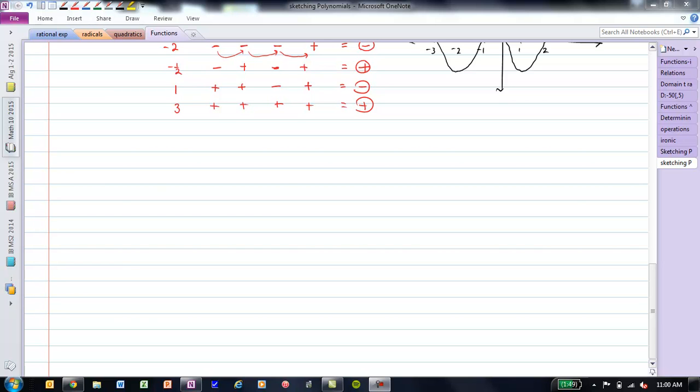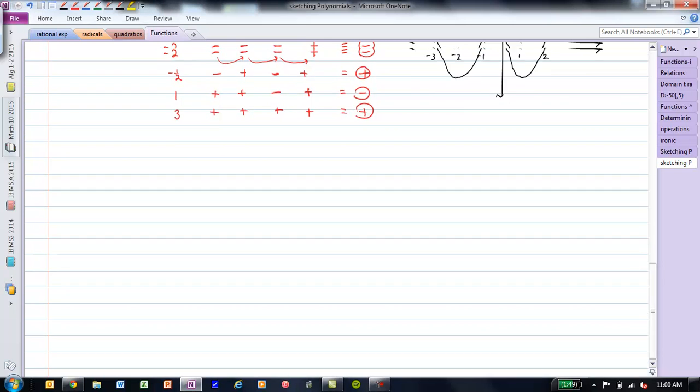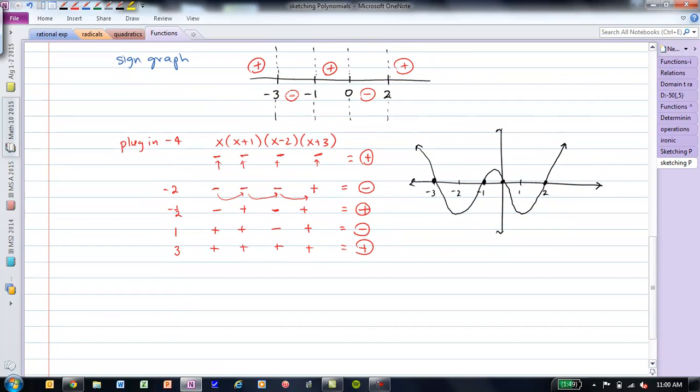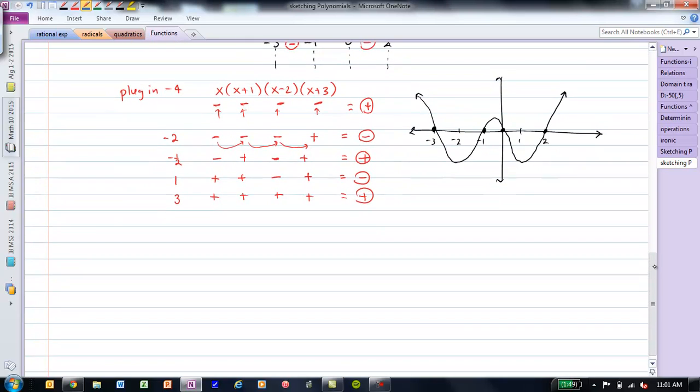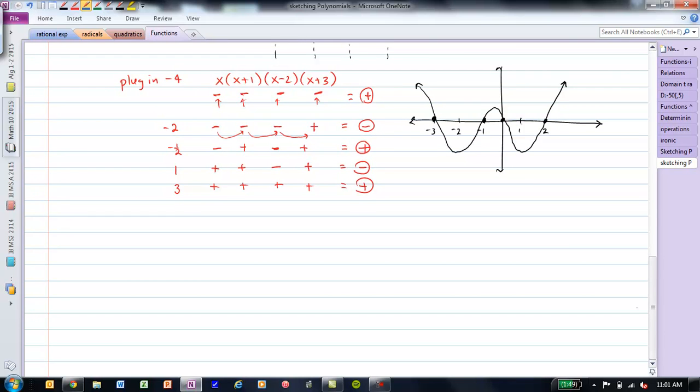So this is the Sketching Polynomials video part 2. We just sketched a graph above. It was even, and we found the roots, and we found all the curves, and we sketched it. Now I'm going to give you 2 more examples for some different shapes that you might get on the graphs.